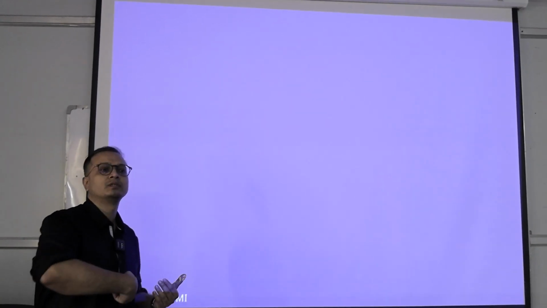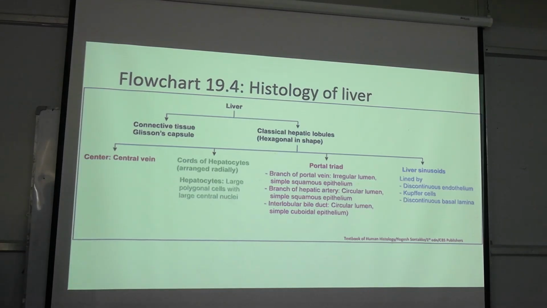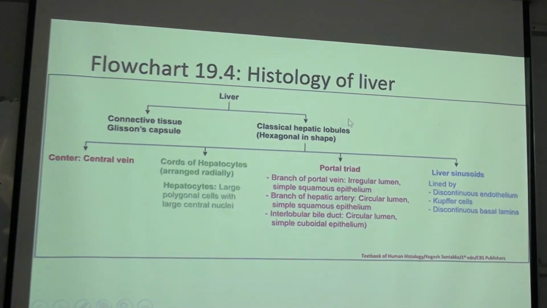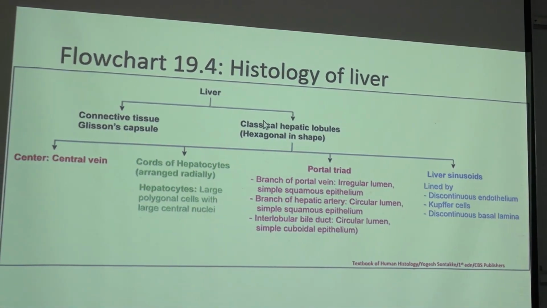The bile flows in the opposite direction and takes the space next to, or under, this space, on the opposite side, which we call connective tissue, giving structural support to this hexagonal arrangement, the classic hepatic lobules, which are hexagonal in shape.